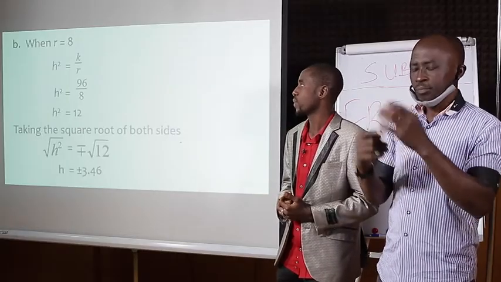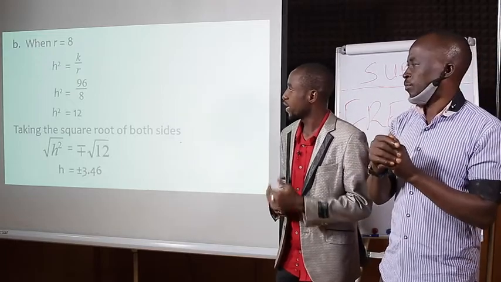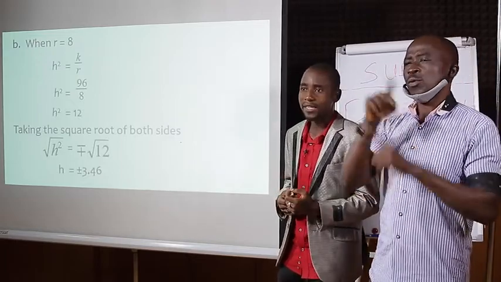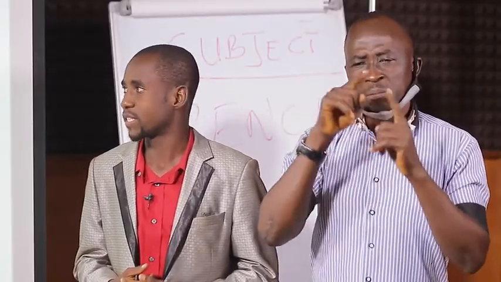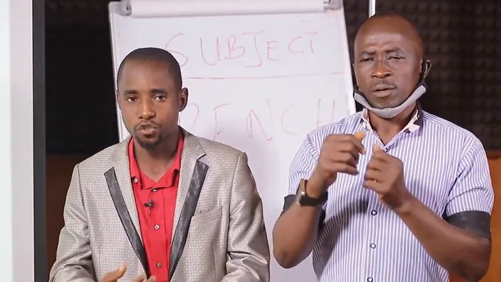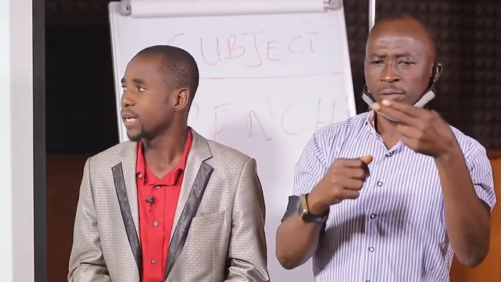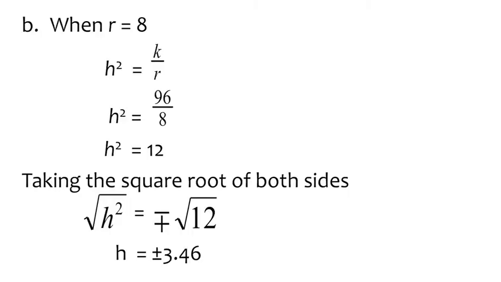Then b is to find h when r equals 8. From the previous equation, we can easily make h the subject of the formula. Then we have h squared equals k over r.